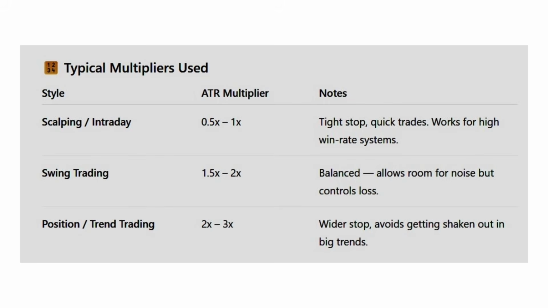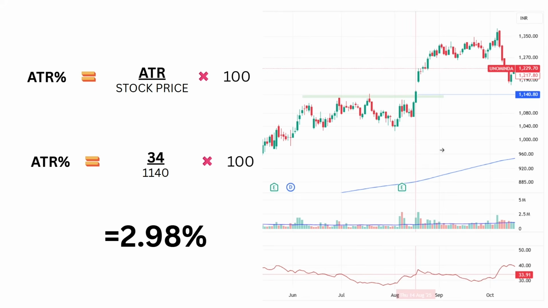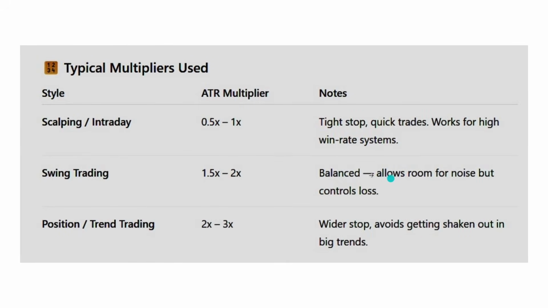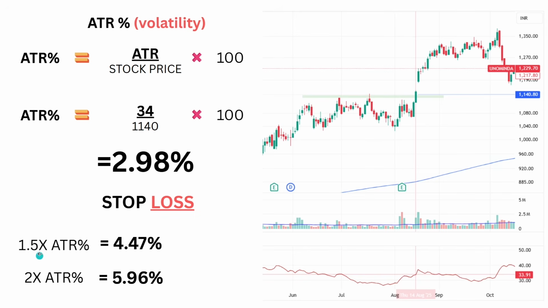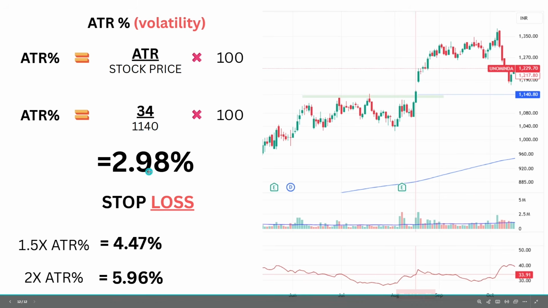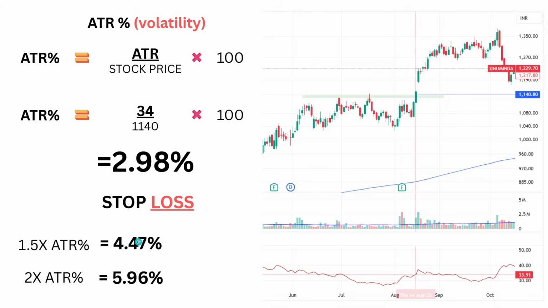Let's put this into use so it's more clear. On this particular stock that we checked earlier, we already knew the volatility measure, which was 2.98%. So how do we put this to use? If we consider this table and we're doing swing trading, then it's going to be a 1.5x to 2x multiplier. So out here, it's going to be 1.5x the ATR percentage, from which we derive this value, and 2x the ATR percentage. The stop losses we can keep according to the multipliers are 4.47% or 5.96% to give it more breathing space. And that's how you set a stop loss using ATR.